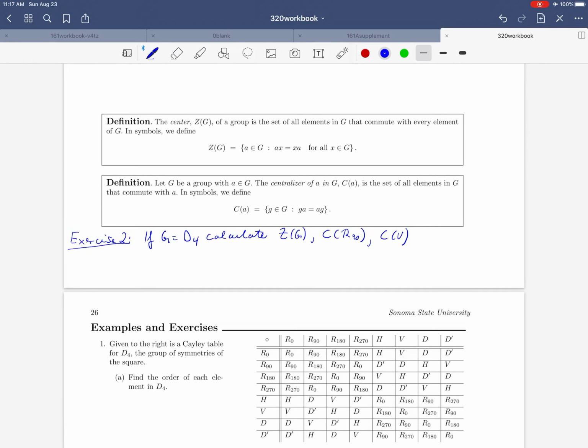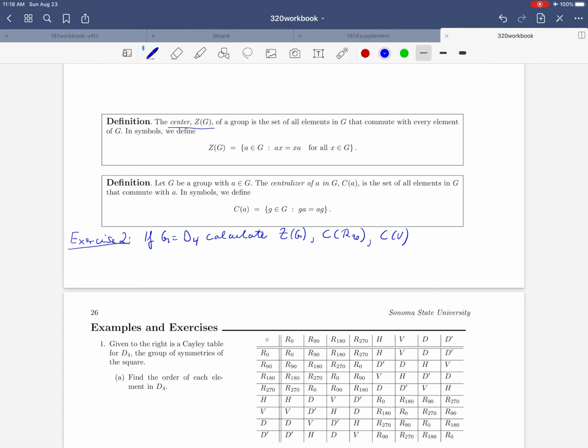Let's look at the definitions at the bottom of page 25. We have two terms we are defining. The first one is the center of a group. We say that the center of a group, denoted by Z of G, is a set of all elements in G that commute with every element in G.